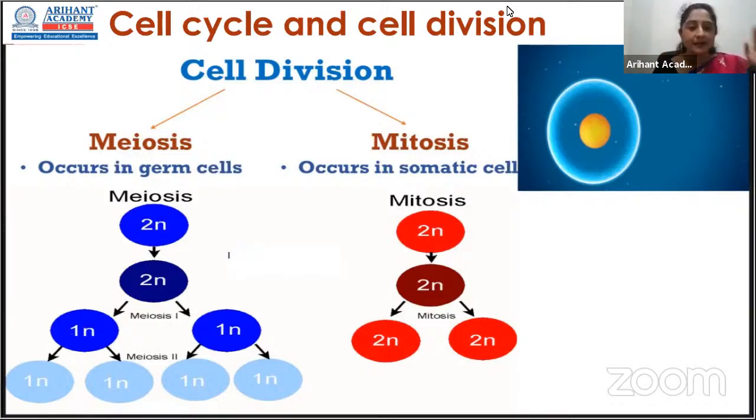They can be called the male gamete and the female gamete. So, if the cell belongs to the testis, I would call it the germinal cell. It would divide to produce two daughter cells with half the number of chromosomes, 23, 23. And these cells would be called sperms.